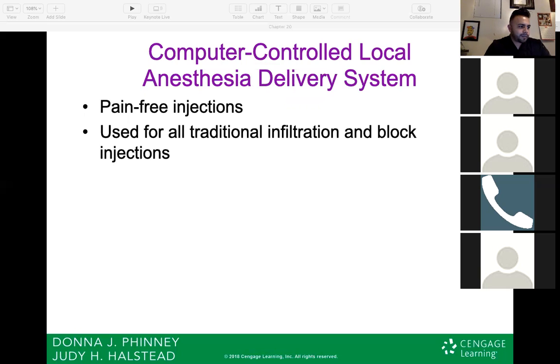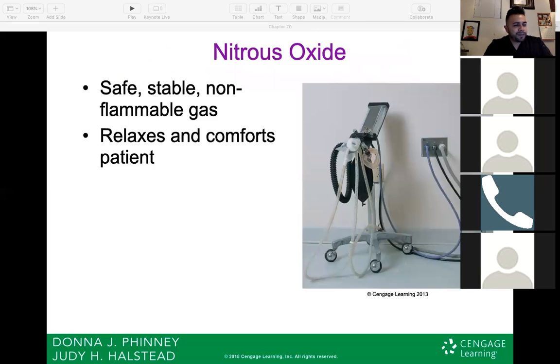That's just a device where a microprocessor is used to deliver controlled pressure and volume of the anesthetic at a site. So the microprocessor will actually adjust to the resistance of the tissues, and it's able to deliver a pain-free injection that way. I've never actually worked in a place that had a computer-controlled local anesthesia system, but it would be pretty cool to see one in use.